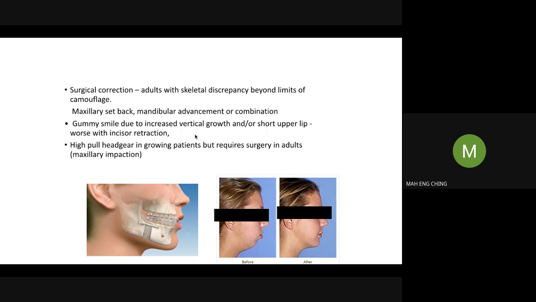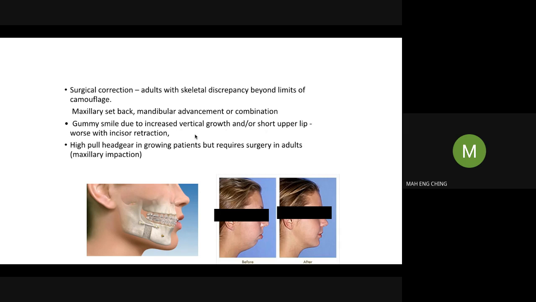So the gummy smile, due to increased vertical growth and a short upper lip, is affected by incisor retraction. If you're doing extractions and you bring the upper incisor back, usually it will worsen your gummy smile because the lip can pull a bit higher. If you retract the upper incisor, it makes the gummy smile slightly worse than the current situation. So you have to be careful. Sometimes a high pull headgear is used in growing patients, but it requires surgery in adults.